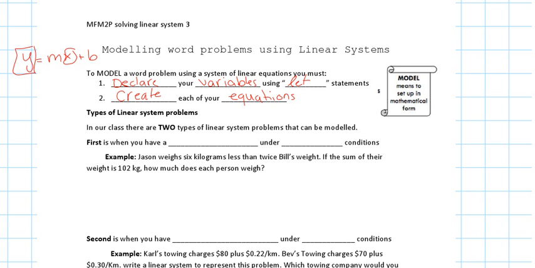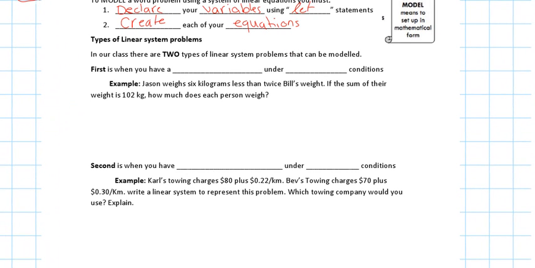So we have 2 types of linear system problems that we're gonna cover in this unit, in this course. The first one is the one where you have a single scenario under different conditions. So what does that mean? So single scenario, that means you are comparing something to something else.